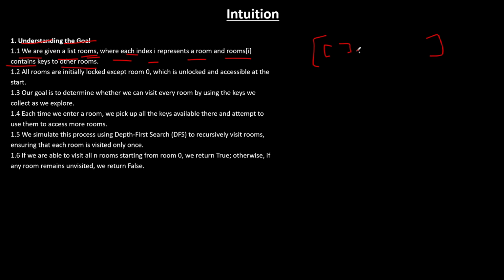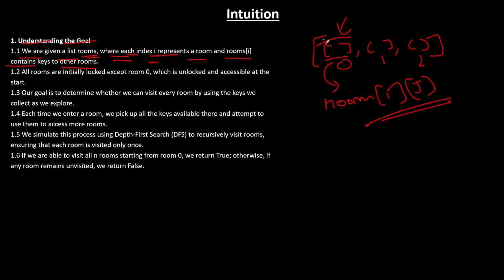So it is a 2D array, a 2D list. It has index one, index two, index three. Each index i represents a room, as you understood in the input-output explanation. And rooms[i], when you do rooms[i] of a 2D array, you get this. And when you do rooms[i][j], you get the value of this particular thing, which is the key. Fine. All rooms are initially locked except room 0.